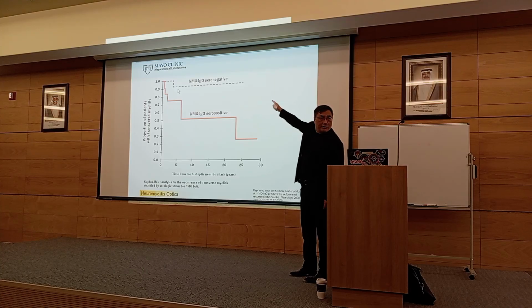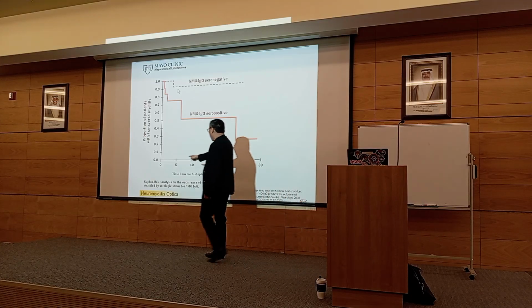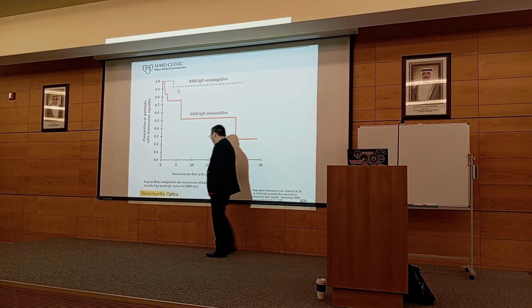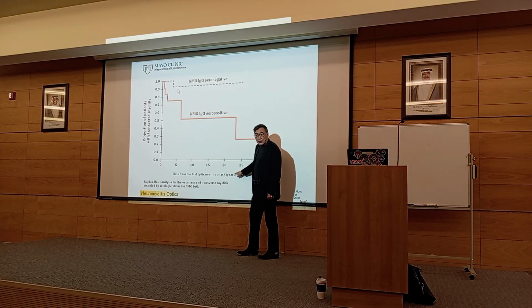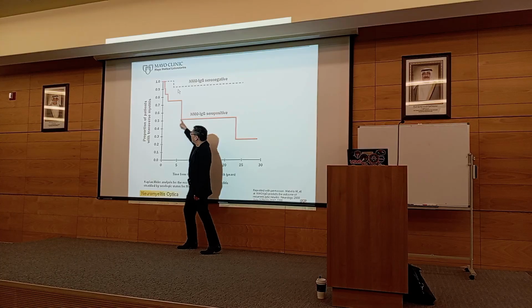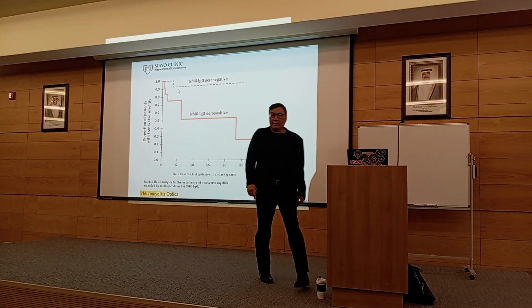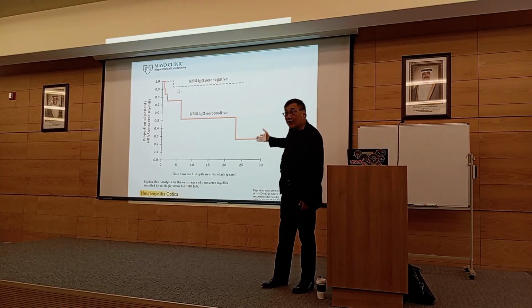See that NMO seronegative versus the red one, which is seropositive. If you're seropositive at time 0 from the first optic neuritis attack, this is you. You are here. Look what's going to happen to this person. Half the people are going to get paralyzed. Half.